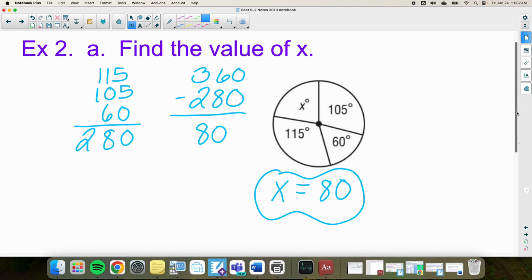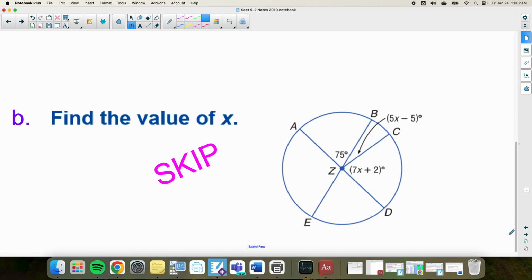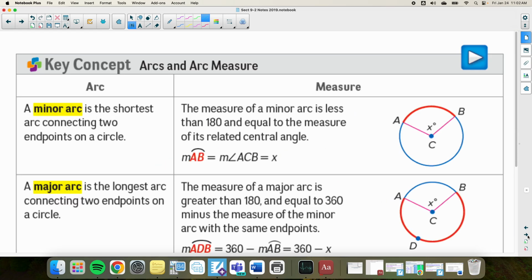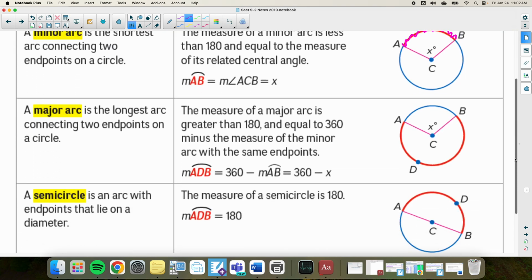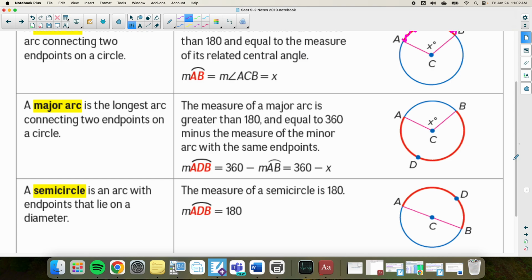Okay? All right. Now this one we're skipping, but would you guys know just to add those and set it equals 180 again? Okay. Now, what we are going to learn today is about different arcs in a circle. And again, arcs are like this right here, okay? We have minor arcs in a circle, we have major arcs in a circle, and we have semicircles, which is just half the circle, okay?